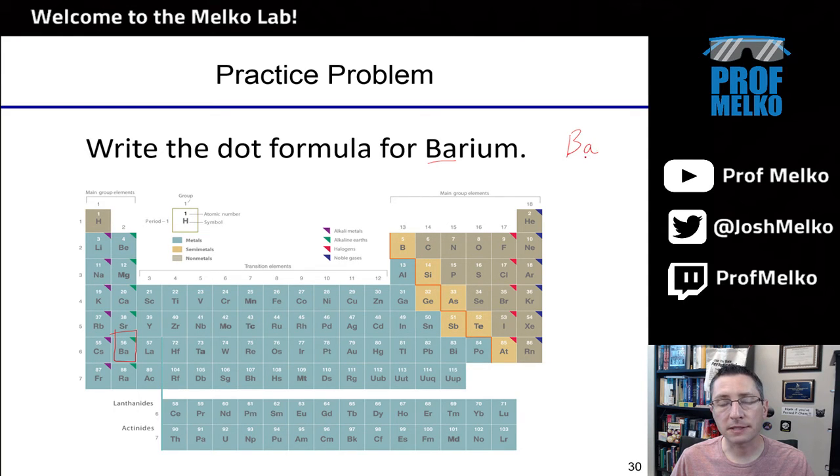The symbol for barium is capital B, lowercase a. It is in this second column here, so it has 2 valence electrons. First valence electron, I'm going to make a dot on the right side. The second, I'm going to make a dot at the bottom. That then is my dot formula for barium. Just that easy.